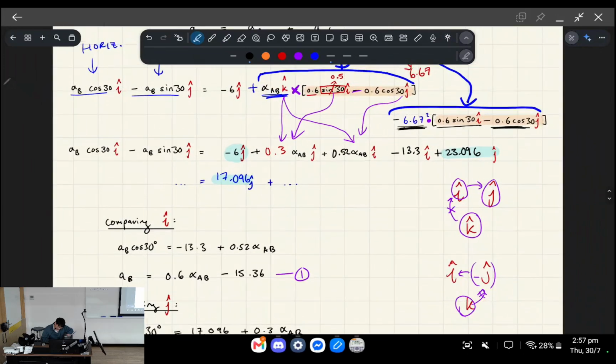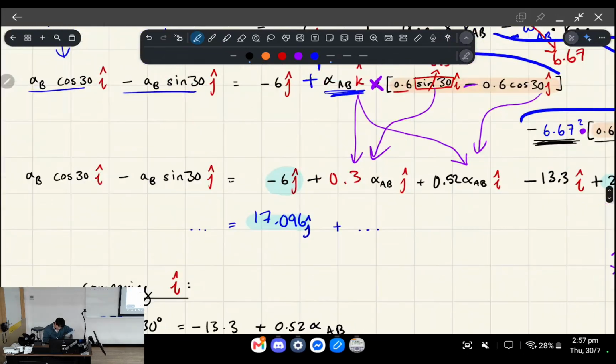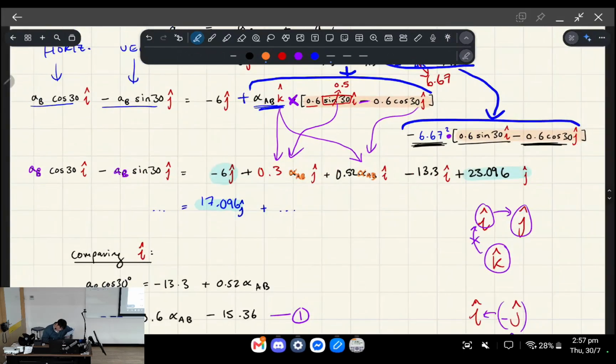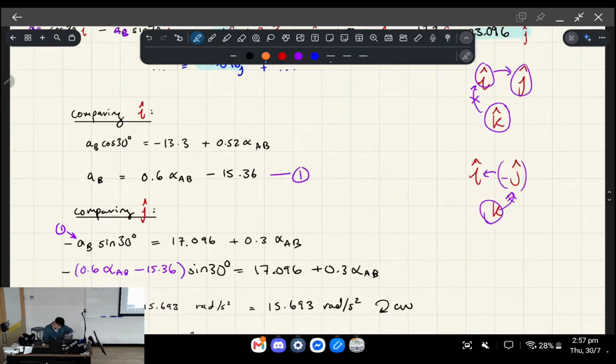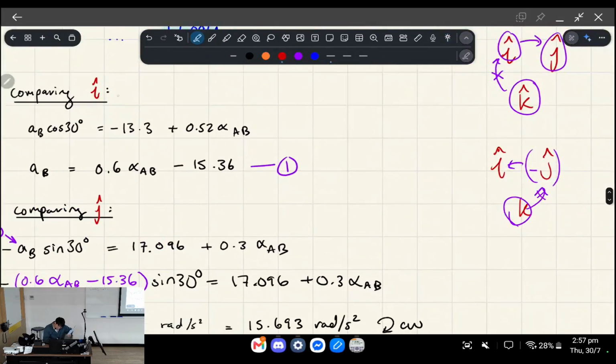And what's going to happen is, if you think about it, we have two unknowns, right? We have the linear acceleration at B, and the other unknown is the angular acceleration, right, of AB. So since we have these two unknowns, you'd think that this is not solvable, but we're going to use basically simultaneous equations to solve this. So we can set up two equations. The first equation is based on the horizontals, and the second equation is based on the verticals, right?